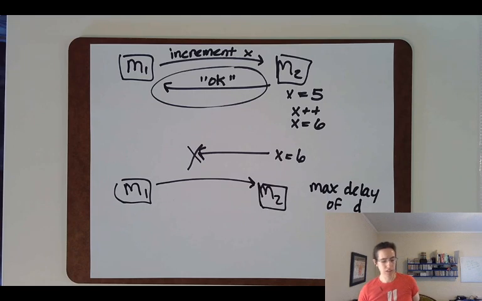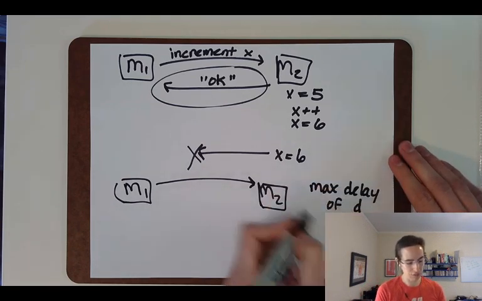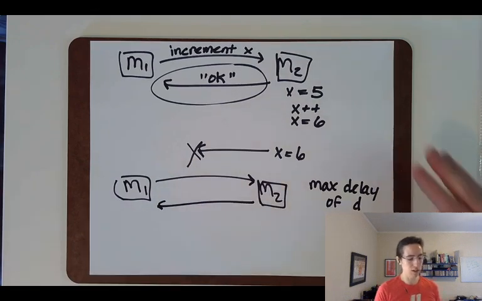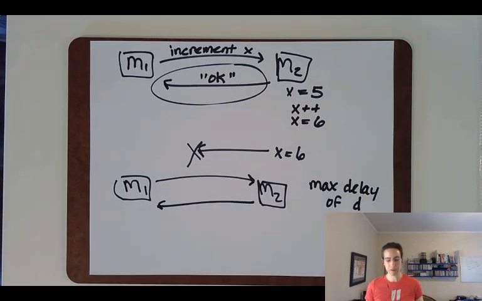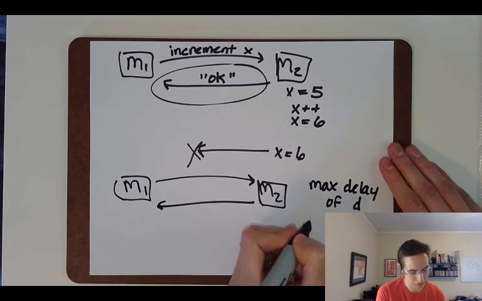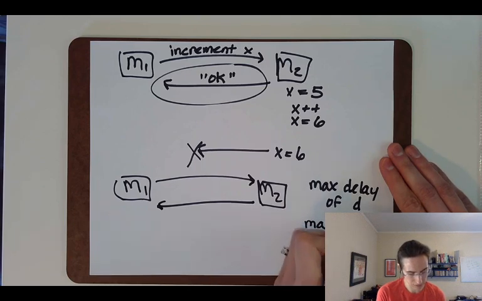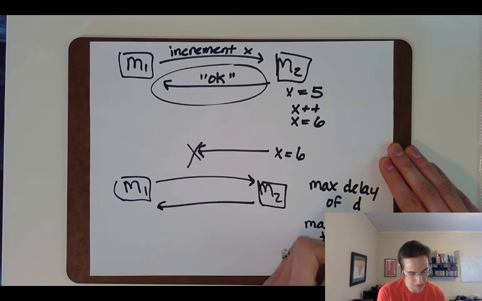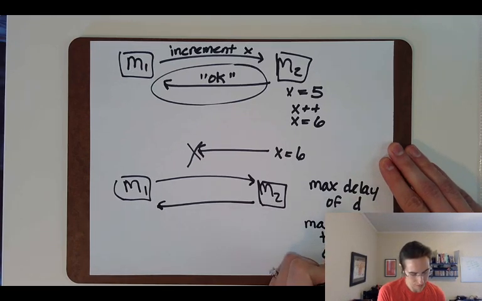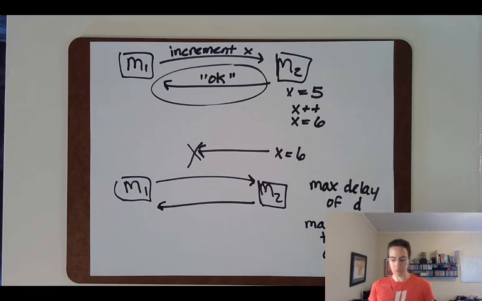And that's the maximum delay, let's say, for any message in the network. So that's the maximum delay of a message from M1 to M2 or from M2 to M1. And then also the maximum time that M2 could spend processing a request is, let's say, some number R. So the maximum delay of a message in the network is D, and the maximum processing time that M2 spends responding to a request is R.